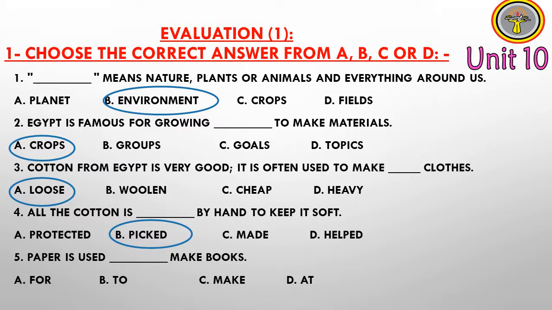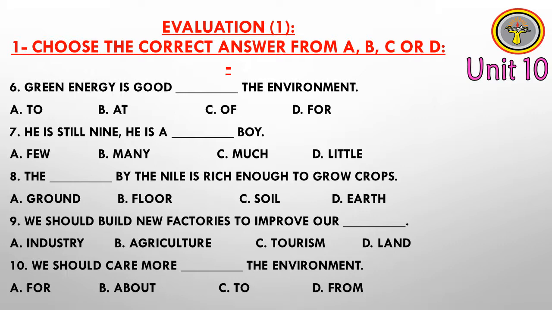Number five, paper is used to make books. Number six, green energy is good for the environment, means useful for the environment. Number 7, he's still 9. He is a space boy, of course, a little boy. Number 8, the space by the Nile is rich enough to grow crops, the soil, of course.